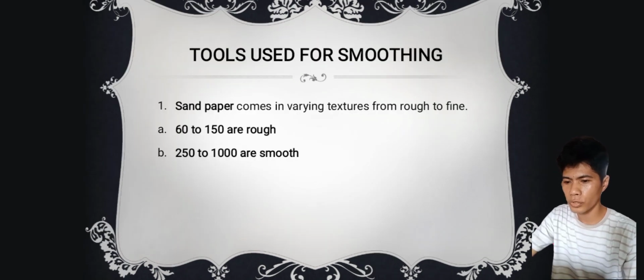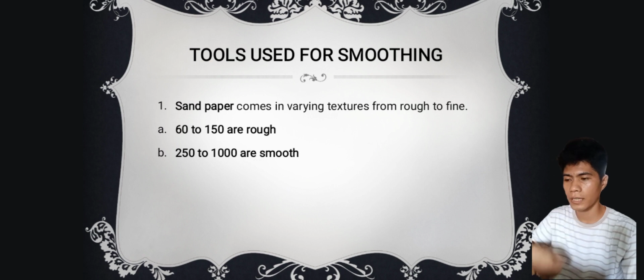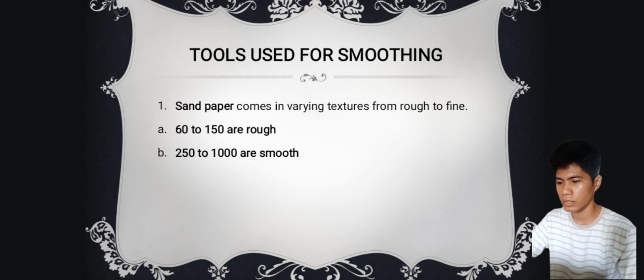So this is the tools we use for smoothing. First, we have the sandpaper. Sandpaper comes in very fine textures from rough to fine. So sandpaper is produced in a range of grit size, and it is used to remove material from a surface.